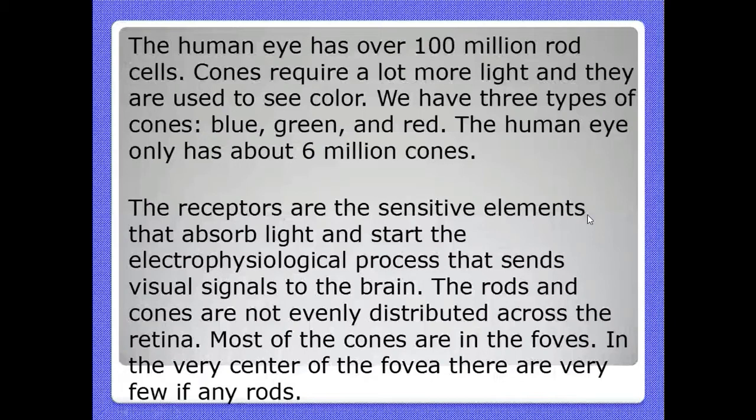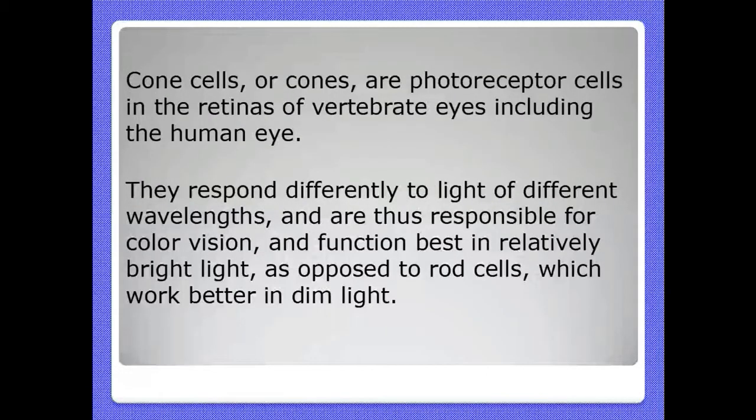So these cone cells are the photoreceptor cells in the retinas of vertebrate eyes, even in our human eye. They respond differently to light energy of different wavelengths because they have three basic cones. Thus they are responsible for color vision and function best in relatively bright light, as opposed to rod cells. Rod cells work better in dim light.